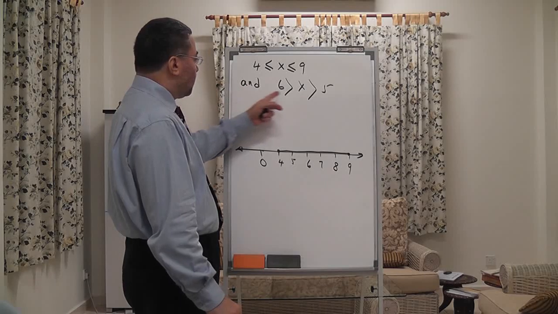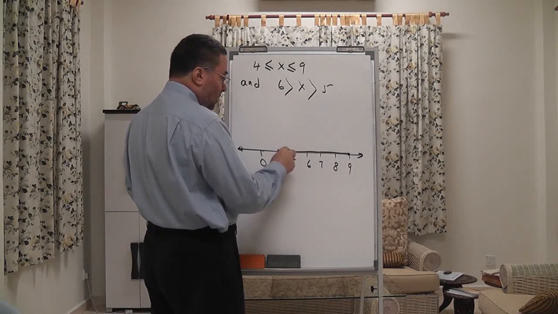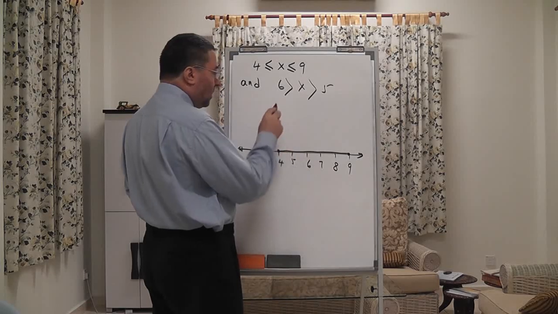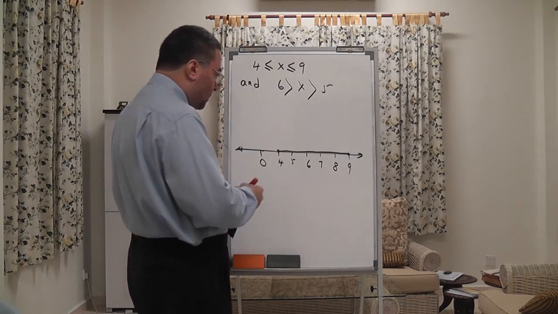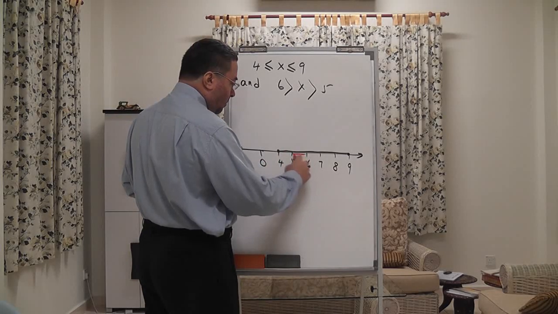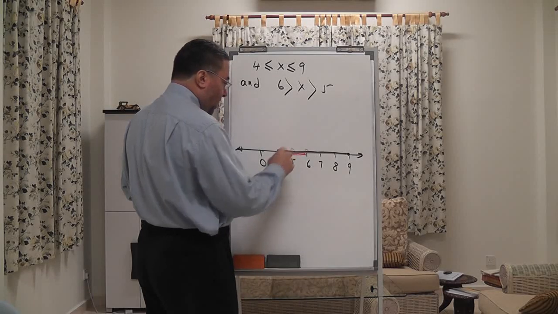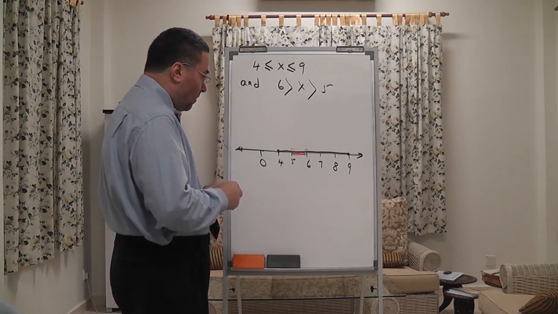In the second situation, x is between 6 and 5. So it is in this region, and these two numbers are not included. So it is here. And we have open circle on 5 and 6.